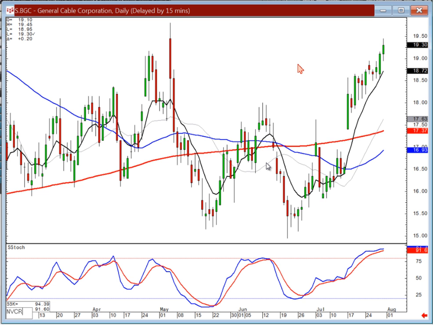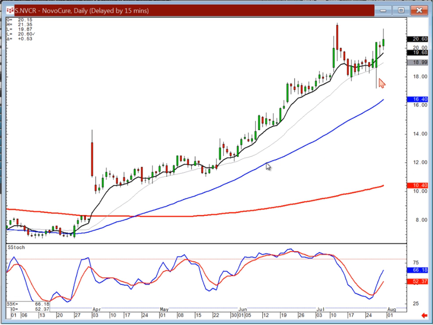And NVCR, you can see the J-hook pattern. You can see how they came back up through the T-line with a booster, that being the booster tail, making a J-hook pattern.